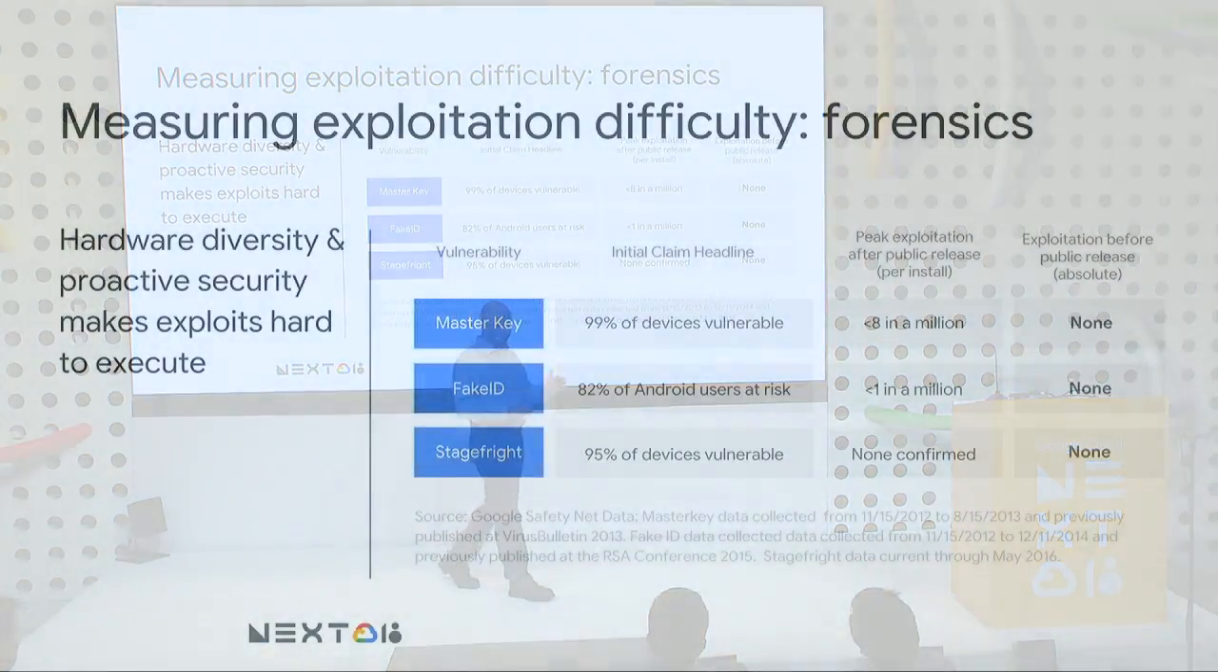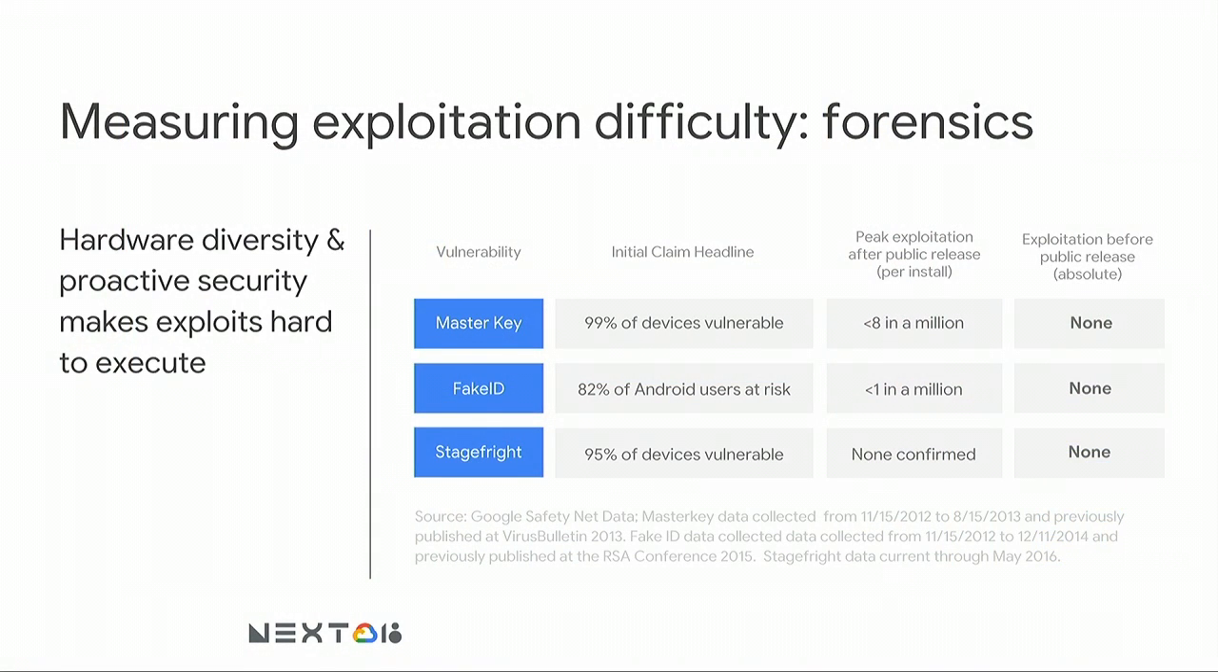Forensics, again, we see lots of devices, billions of devices, so we get some visibility into what's actually being attacked and how malware is trying to leverage vulnerabilities. I mentioned Stagefright. There's a couple others there on the screen, other well-known vulnerabilities. And even before patch, the number of exploits is infinitesimally small and essentially non-existent for these well-known exploits. And of course, after public release, post-patch, we haven't seen any on these well-known exploits.